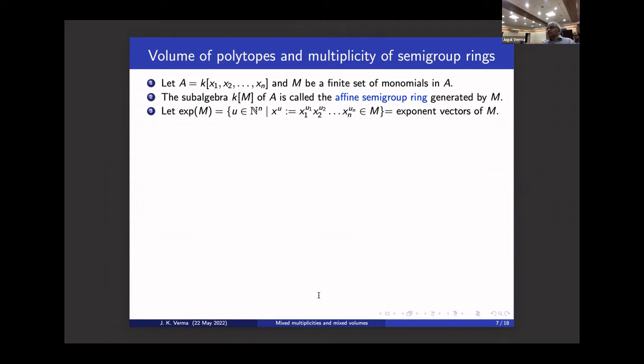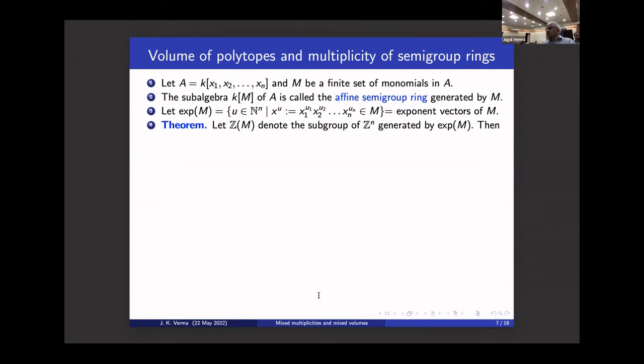And so this affine semigroup ring interacts with many convex geometry as well as algebra. So from each monomial, I extract an exponent vector u1, u2, un that gives rise to a lattice point in the n-dimensional Euclidean space. I have finitely many monomials. Each monomial will give rise to a lattice point in Rn. Take the convex hull of those lattice points. So that is the polytope we associate with this affine semigroup ring.